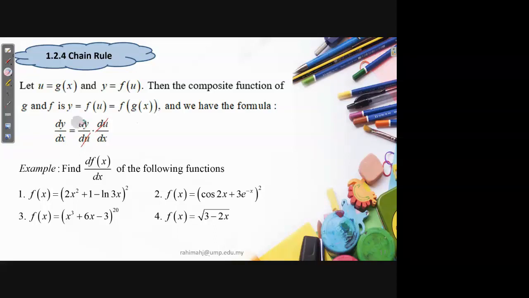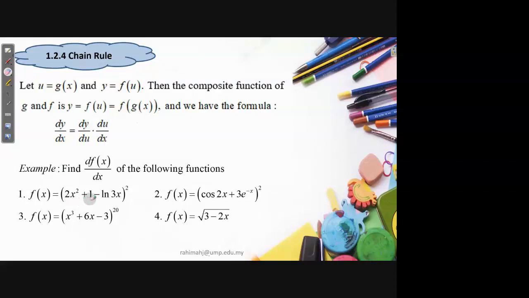Okay, just to double check our formula if you forget. dy/dx equal to dy/du times du/dx. So let u be a function of x and y be a function of u. We must start with this. Then our composite function of g and f is y equal to f(u). So now we have f is a function of g.